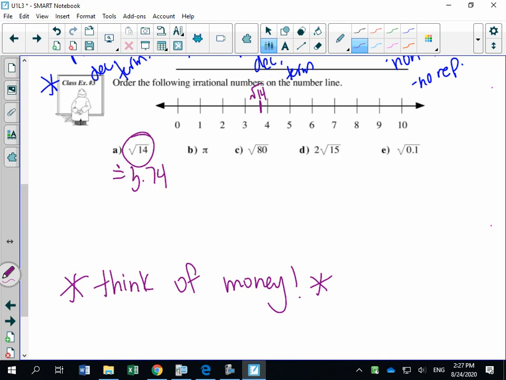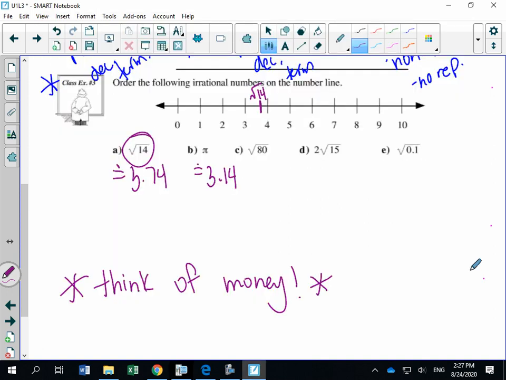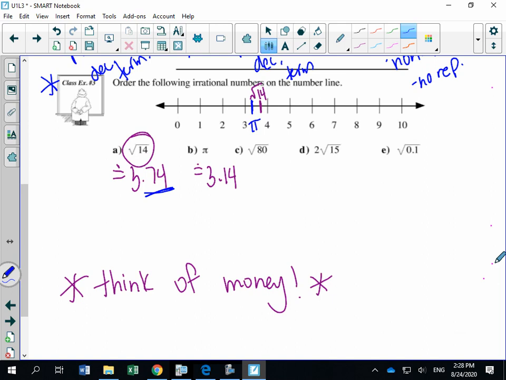Pi is approximately $3.14. If you forget, it'll always be on your calculator. So there's the pi button. So second function pi, $3.14. And that is less than $3.74. So I'm going to put pi here. Okay, let's figure out how much money the square root of 80 is. So square root of 80 is $8.94. So it's approximately $8.94. I'll put it here. Square root of 80.